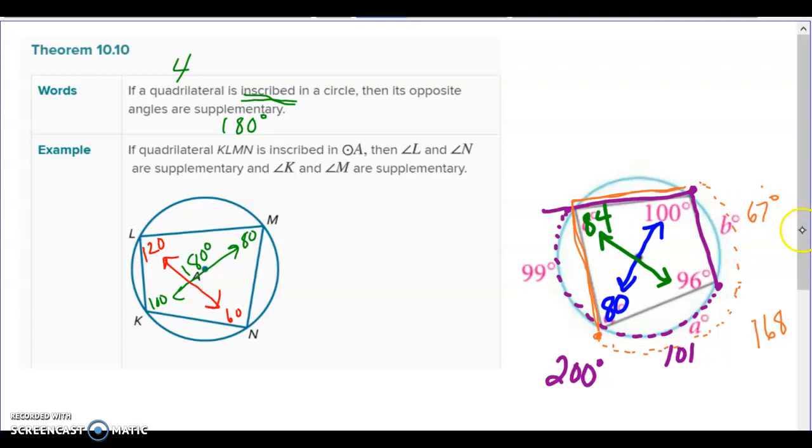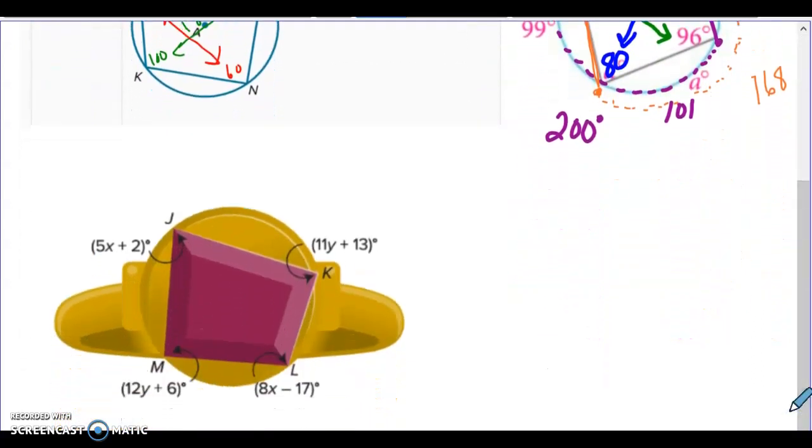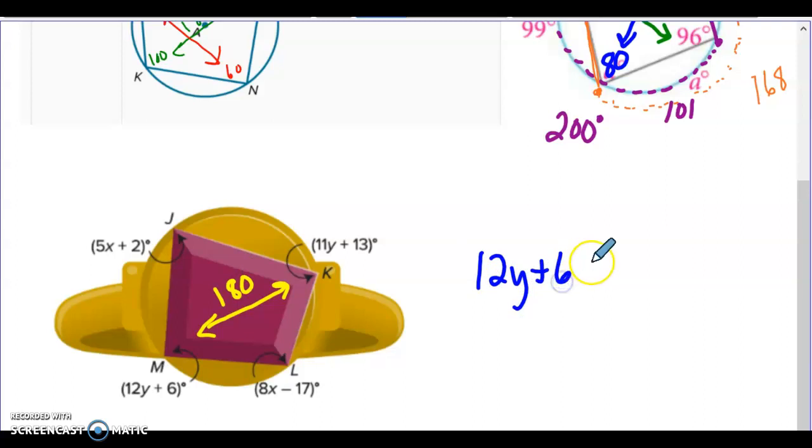Okay, so those are a little bit tricky. You'll have one like that on your homework. This one down here, all it's saying is that again, the angles across from each other, right, those two would have to add up to 180. So over here, I would say 12y plus 6 plus 11y plus 13. Those two have to add up to 180. And then I would go ahead and do my algebra.